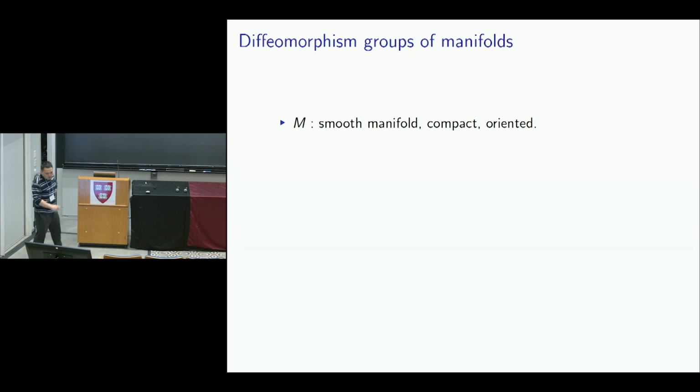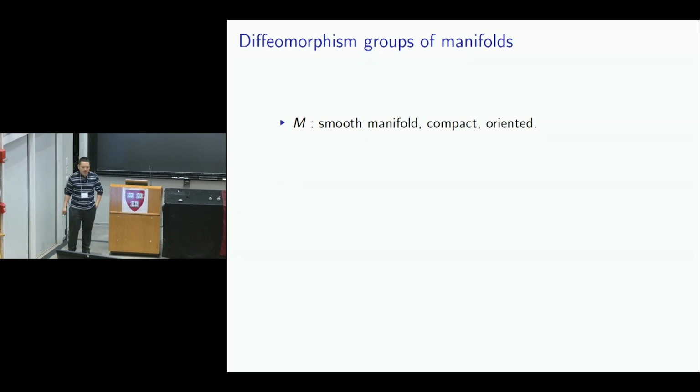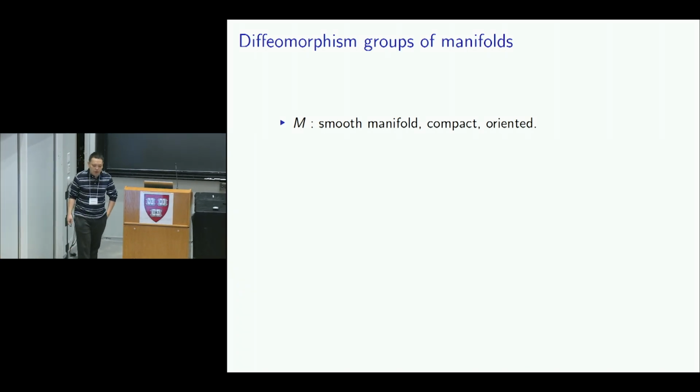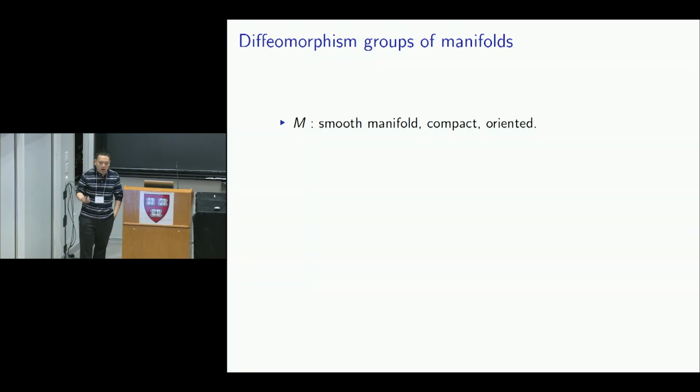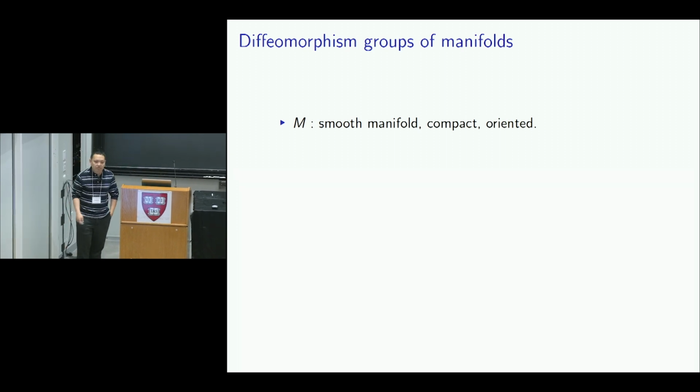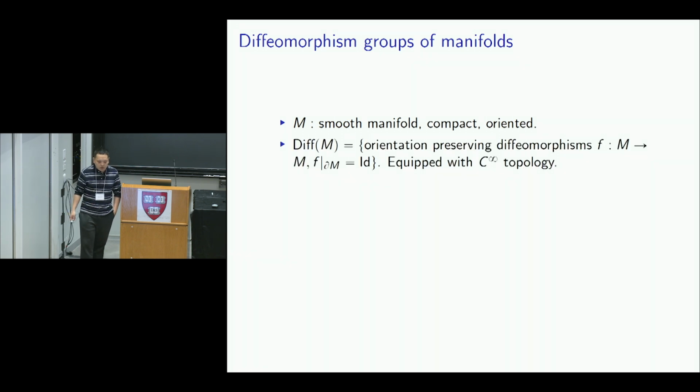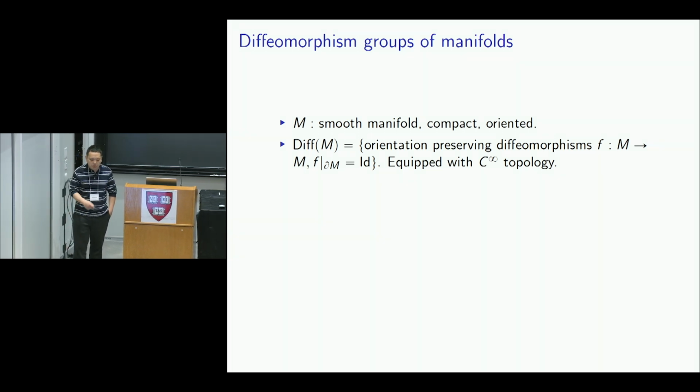First, let me set up some notation. In this talk, we let M be a smooth manifold. We always assume M is compact and oriented. We do allow M to have a boundary, because later we want to talk about M being a four-dimensional disk, which is one of the most important cases. Now we consider the diffeomorphism group of M, which consists of all orientation-preserving diffeomorphisms that equal the identity on the boundary.